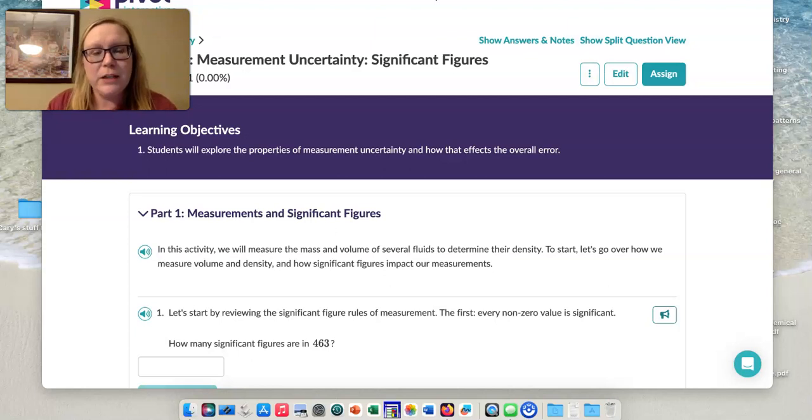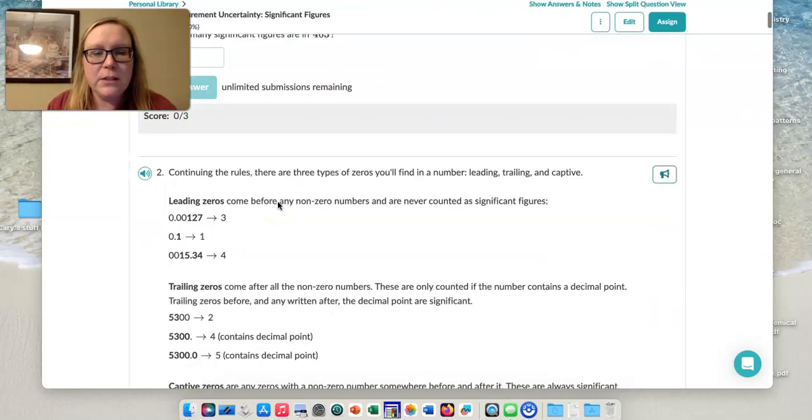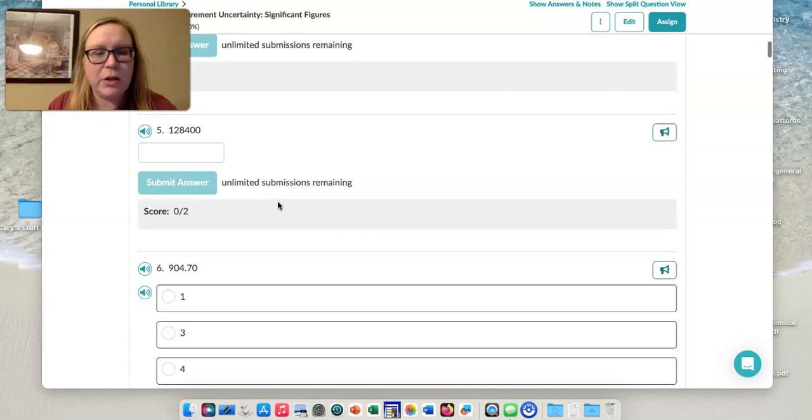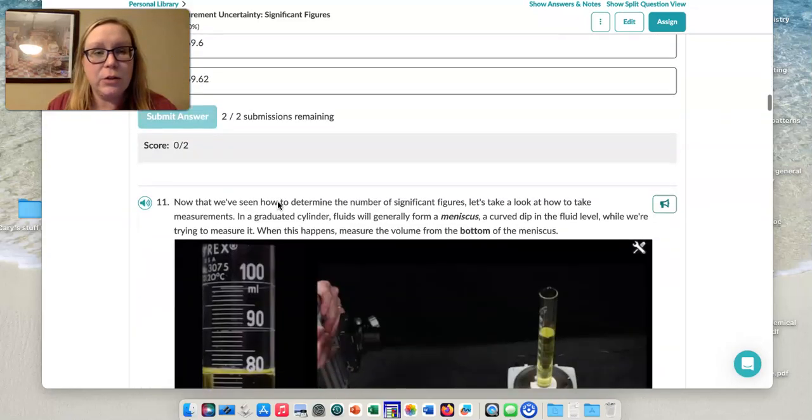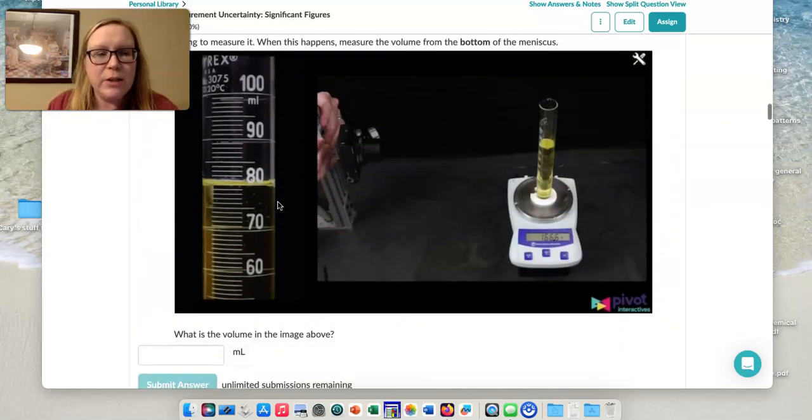In this laboratory activity, we are going to focus on measurement, uncertainty, and significant figures. The first part of this is pretty self-explanatory. You're going to go through and answer the questions. When you get to this question, I wanted to talk to you about it a little bit.